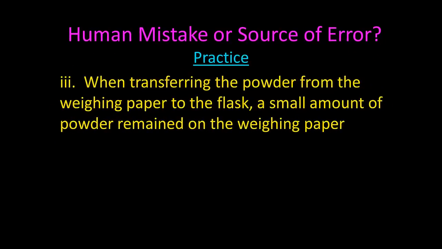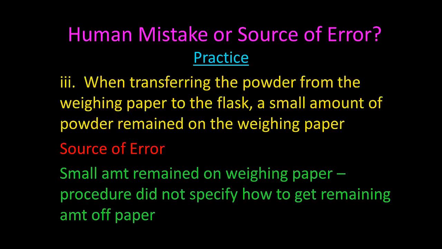When transferring the powder from the weighing paper to the flask, a small amount of powder remained on the weighing paper. This would be a source of error because a small amount of powder remained. So you said that it weighed a certain amount, but you didn't get it all off the weighing paper.